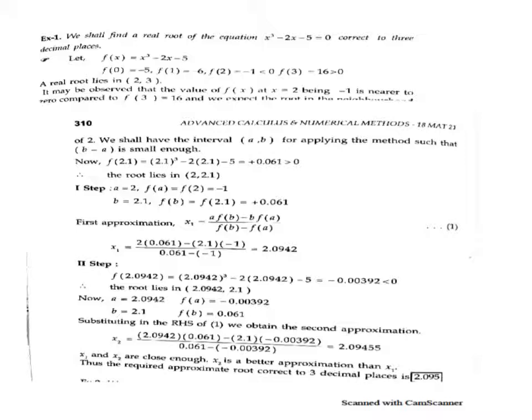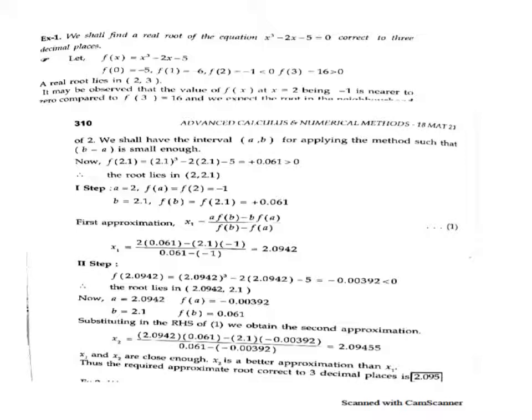Therefore, we say that the root lies between 2.0942 and 2.1. That is, in the second step, we consider a equals 2.0942 and b equals 2.1. Respectively, f of a is minus 0.00392 and f of b is 0.061. So now substitute these values in the second step of the iteration and obtain x2.